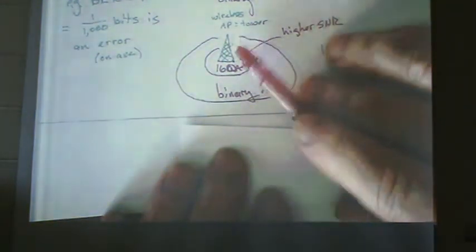If I'm closer to the radio tower, or wireless access point as they're called now, but it's a radio tower, right? If I'm close to the tower, then I've got strong signal, right? Because the signal drops off as I move away from it. So up here, I have a higher signal to noise ratio.